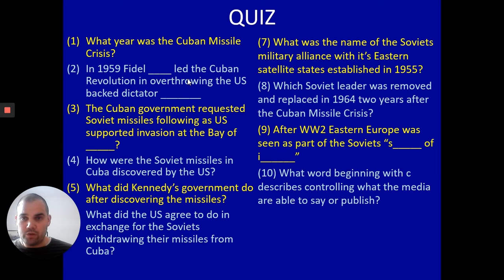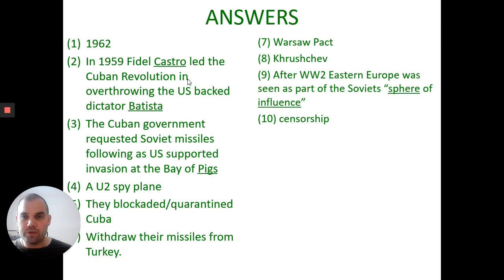Okay, guys, so hopefully you've had a go at all 10 of those now. So very quickly now, see how many of the answers you managed to get, and then we're going to start the lecture for today. Okay, so 1962 was the year of the Cuban Missile Crisis. Fidel Castro led the Cuban Revolution, and that revolution overthrew the US dictator Batista. So remember to write those down if you didn't get either of those.